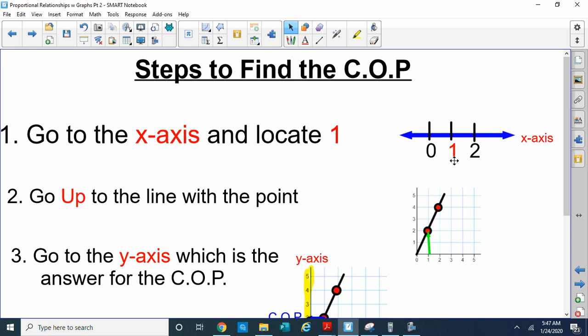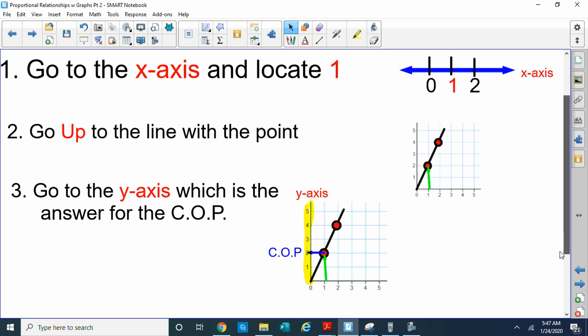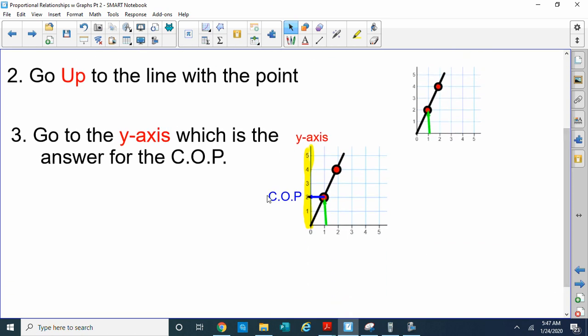That's the first step. Once you find that, you're going to go up to the line with the point on it. So here's the 1. Now we're going to go up to that slanted line, and there's a point right there. We're going to stop right there at that point, and then we're going to go to the y-axis, step 3.